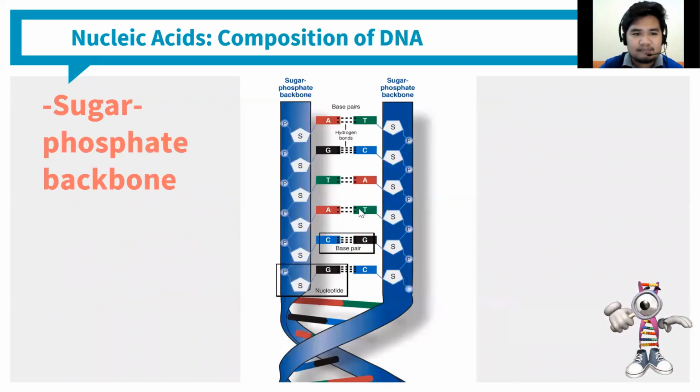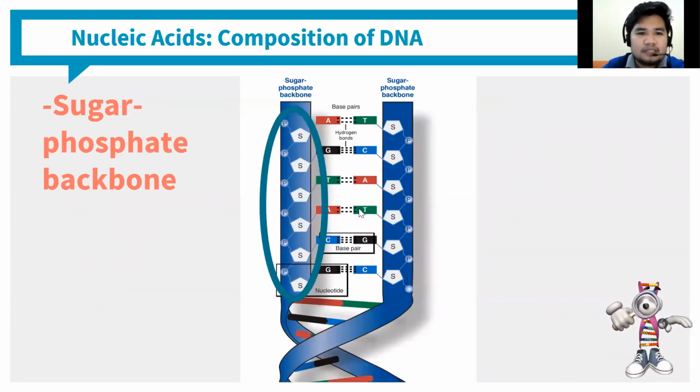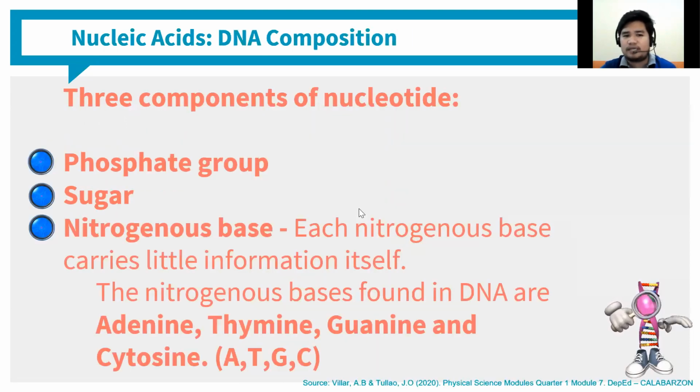Okay, tingnan natin yung example. Ayan. Etong example. Sugar, phosphate, backbone of the DNA. Yan ang kanilang pinaka function sa DNA molecule. So, we have alternating phosphate, sugar, phosphate, sugar, phosphate, sugar, phosphate, sugar. And then, sa sugar, nakakabit yung mga nitrogenous base. Okay. So, ano ba tong mga nitrogenous base? Ito yung mga talagang nagbibitbit ng maliliit na information tungkol dun sa DNA.